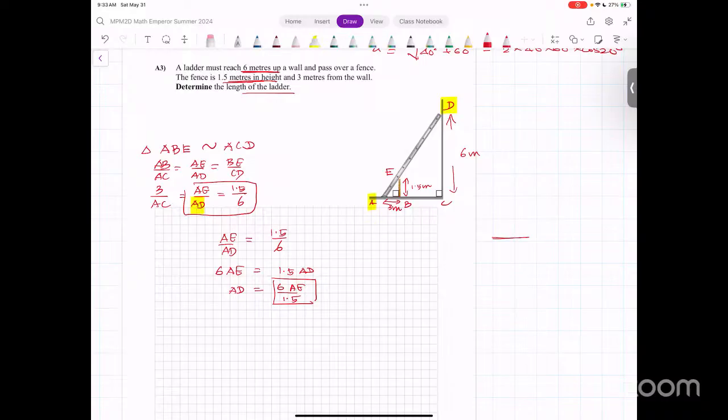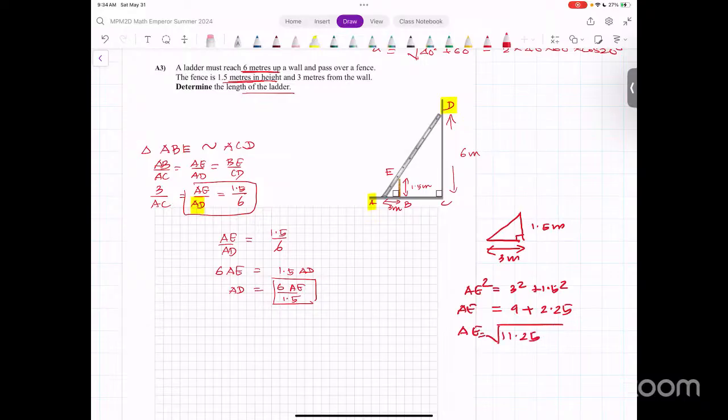So you can see only 1% will know what to do. These questions for our kids nowadays are not easy. This is 3 meters and this is 1.5 meters, so for AE you can use the Pythagorean theorem. AE squared is 3 squared plus 1.5 squared, which is 9 plus 2.25. Then you can find AE as the square root, plug it in, and find the final answer.